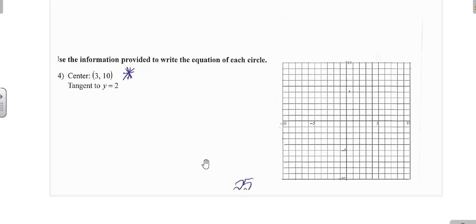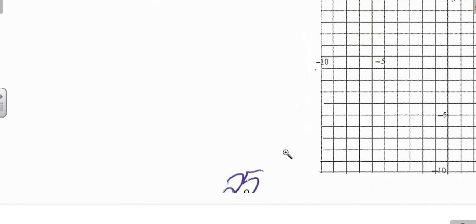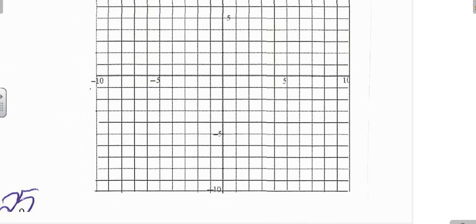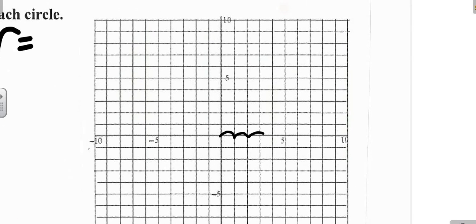Write an equation of the line according to the circle. Equation of a circle. All you need is a center, which is an h, k, and a radius. What have we been given? We've been given the center of 3, 10. There's your h, k. Let's plot that. So our center is over 3, up 10. That is our h, k.